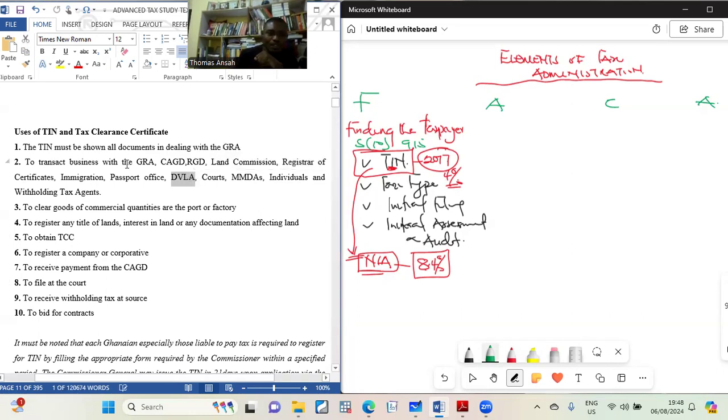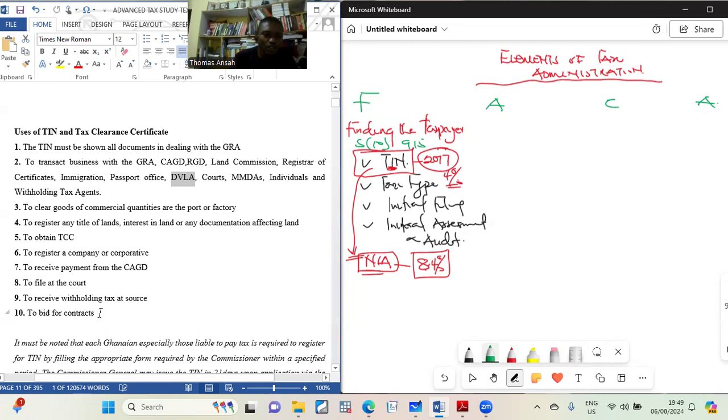To be able to transact with the GRA, Controller and Accountant General, Registrar General Department, Lands Commission, Registrar of Certificates, Immigration, Passport Office, DVLA, courts, MMDAs, you need to have a TIN. But these days, we say that it is the Ghana card, so everybody is able to transact with them. So that is why we say it like that.